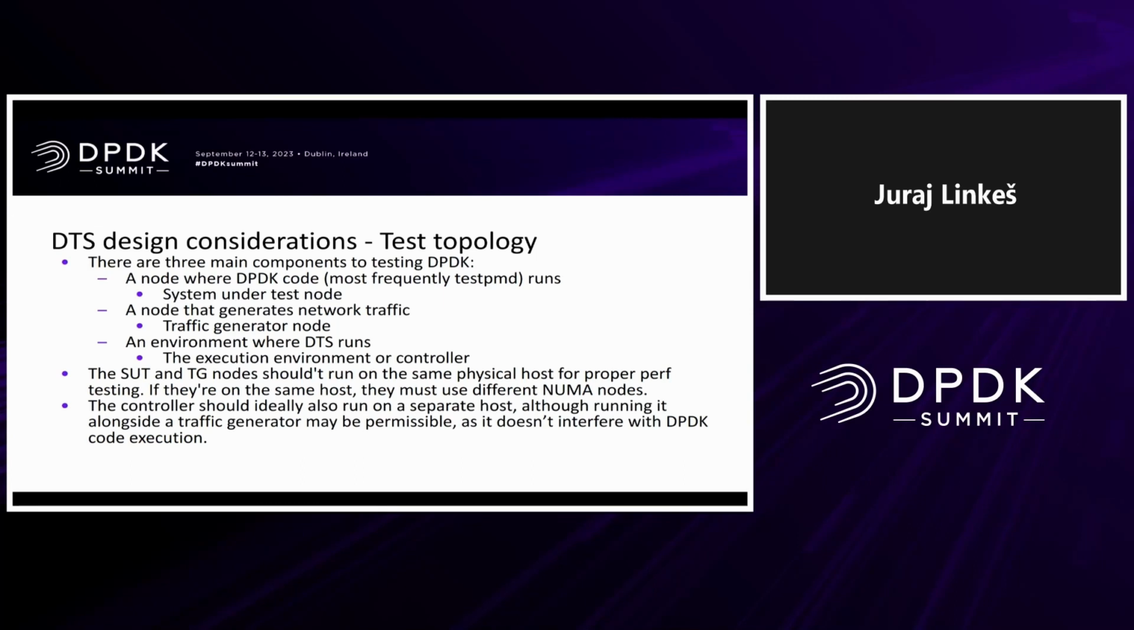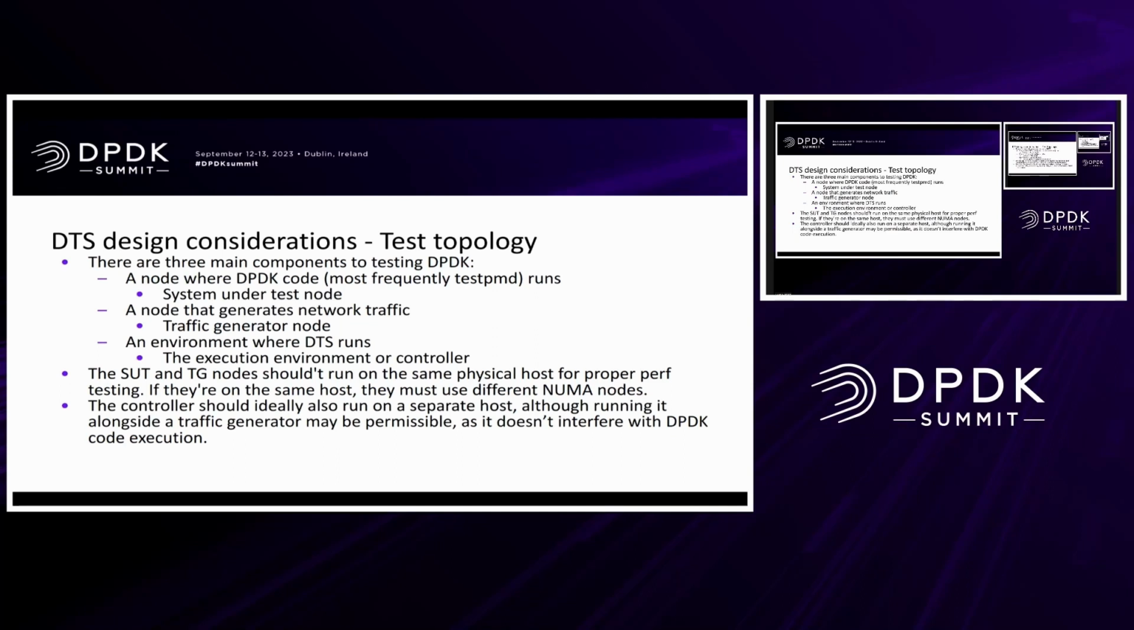The first thing, some terminology and what topology DTS supports. There are three main components to testing DPDK. A node where DPDK code runs, that's going to be test PMD most frequently. We call that the system under test or SUT node. The system under test itself is DPDK plus any devices we're testing, such as NICs. Then a node where we generate network traffic, that's a traffic generator or TG node, and an environment where DTS itself runs, that's the execution environment or a controller.